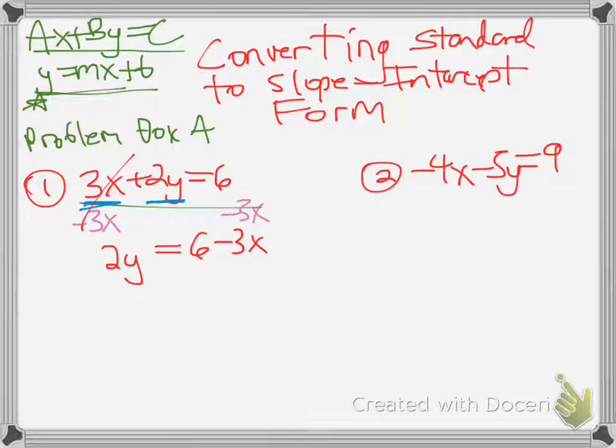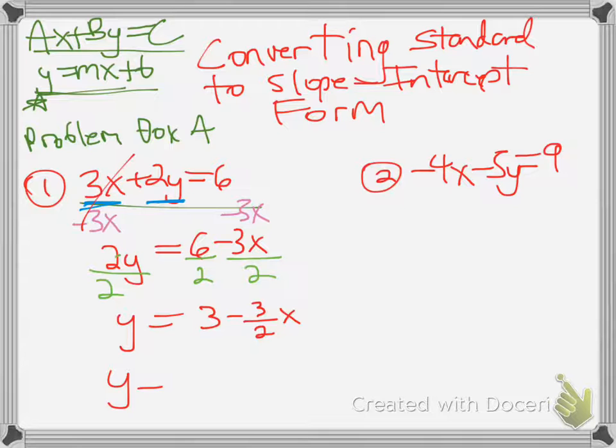The next thing I want to do is get rid of the 2 in front of the y. So notice the 2 is right next to the y. It's a partnership problem. So I want to remove that 2 by dividing it. If I divide the left side by 2, I have to divide everything on the right side by 2. If I do that, I'm left with now y equals 6 divided by 2 is 3. 3 over 2 I can't simplify, so I'm going to leave it as negative 3 halves x.